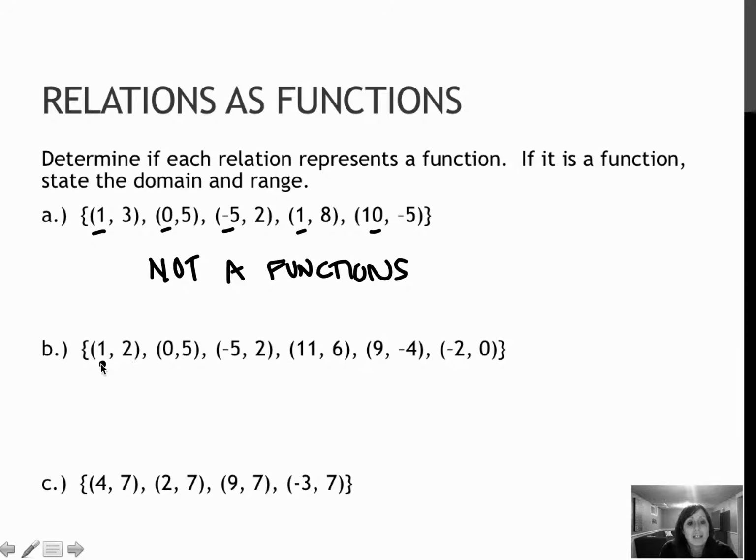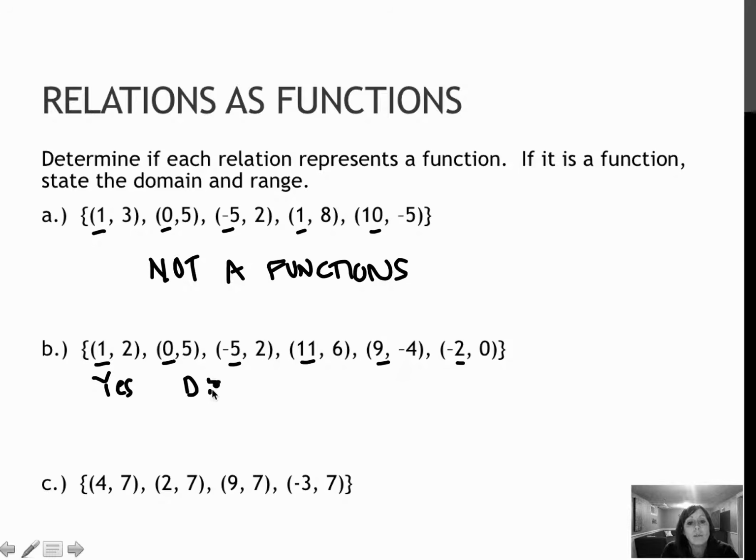Let's look at our next example. Looking at all of these x values, I don't have any x values that repeat or that map to more than one y. So this one is, yes, it is a function.